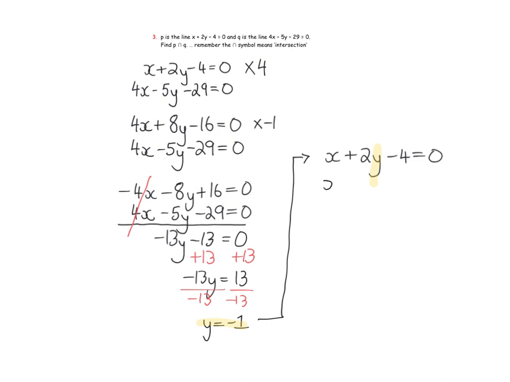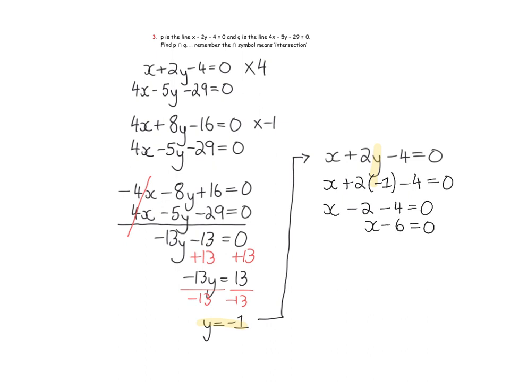Up here, this turns to x plus 2 times minus 1 minus 4 is equal to 0. We then get x. 2 by minus 1 is minus 2. Minus 4 is equal to 0. Minus 2 minus 4 will give us minus 6, so x minus 6 is equal to 0.